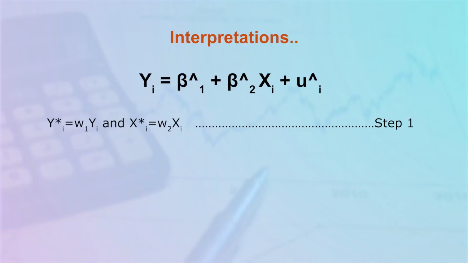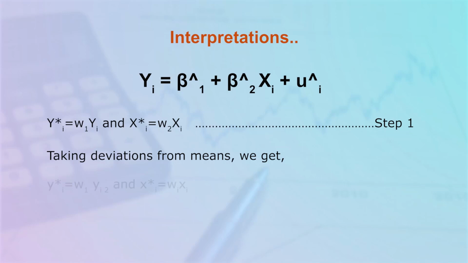So similarly, we do the same thing here. Taking deviations from the sample means, we get small yi star. So now instead of writing capital yi star, we write small yi star equals w1 yi, which is considered the initial value of the variable, and similarly xi star equals w2 xi. Accordingly, we get yi star and xi star converted to deviations from the means.